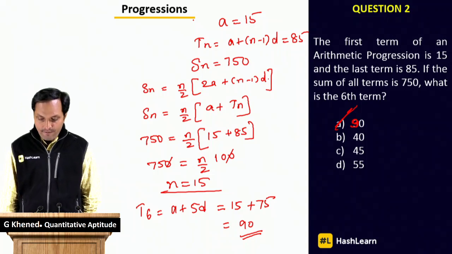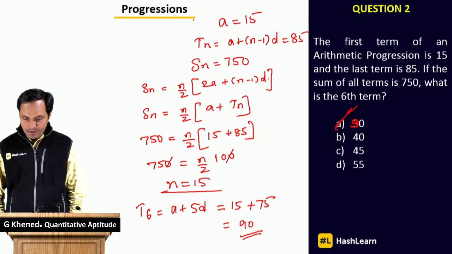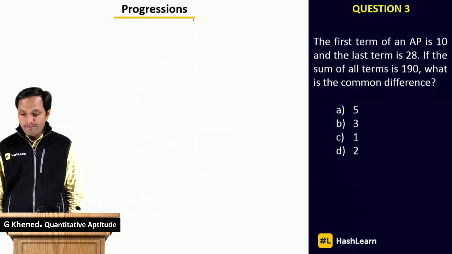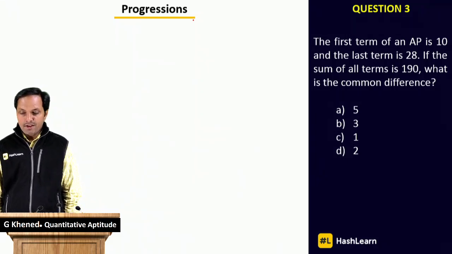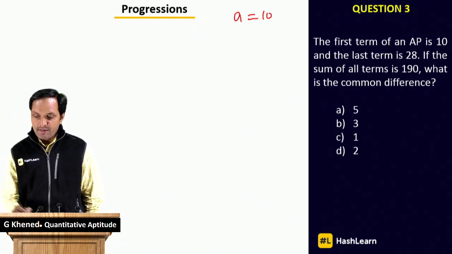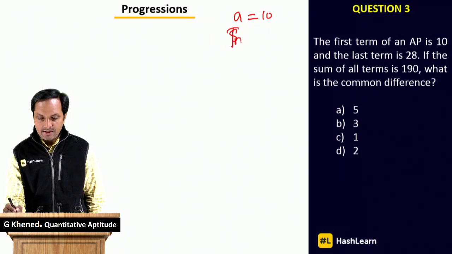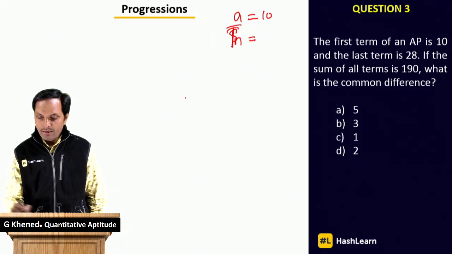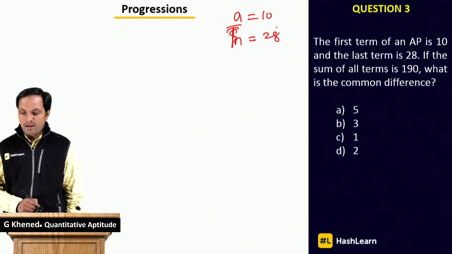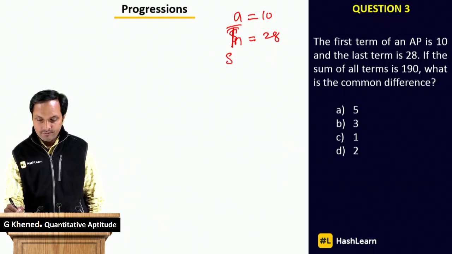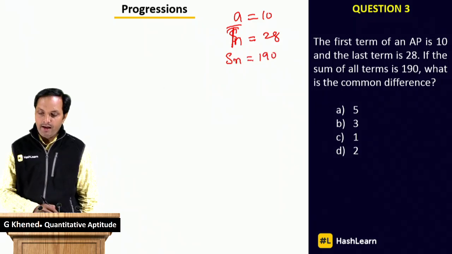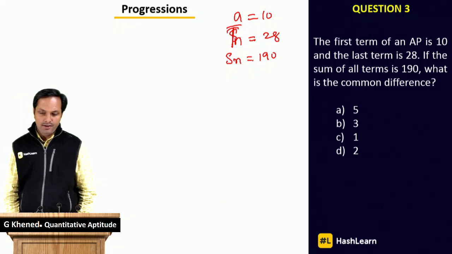Okay, fine then. Let us go to the next question on arithmetic progression. Here is the problem, number 3. The first term is 10, so A is 10, and the last term is 28. The last term is Tn, so equate it to 28. If the sum of all terms, Sn, is 190, then what is the common difference they are asking you?